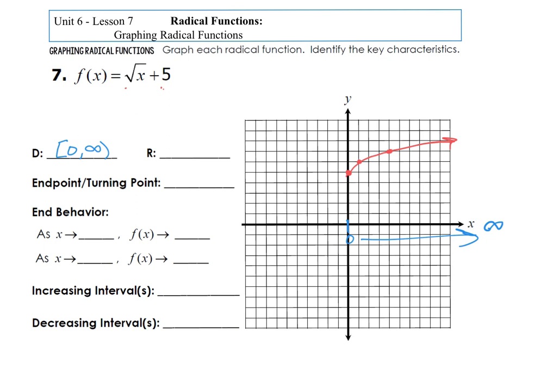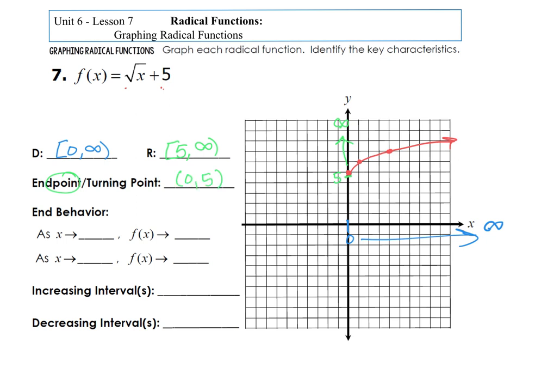Your range is always your y's. So it's your lowest to your highest, and it does need to be in that order. So here my lowest point is at 5, and then it goes up forever, which is infinity. So we would say 5 with a bracket, because it actually equals 5, to positive infinity with a parenthesis. We have an end point, not a turning point, and that end point again was our first point at (0, 5).